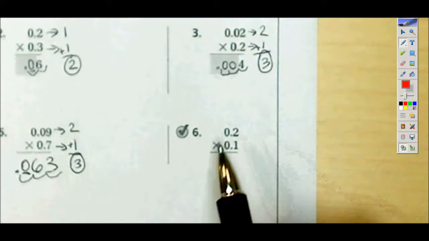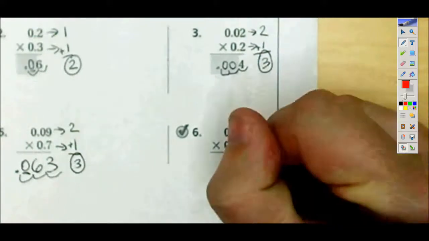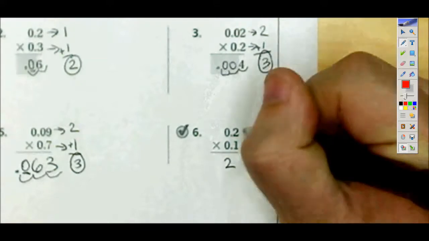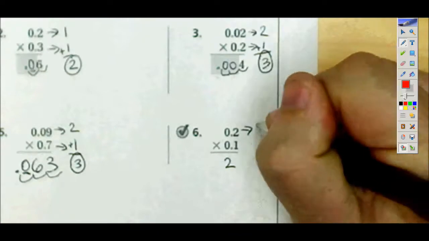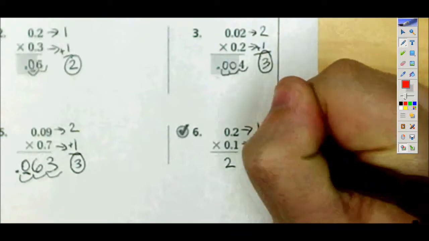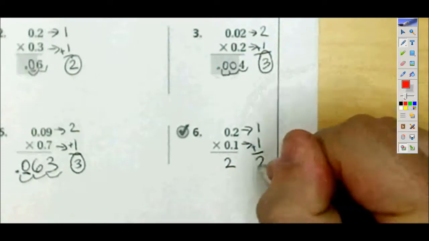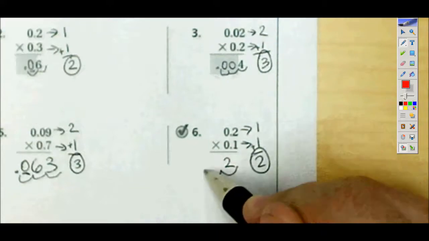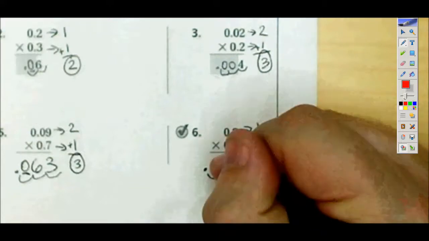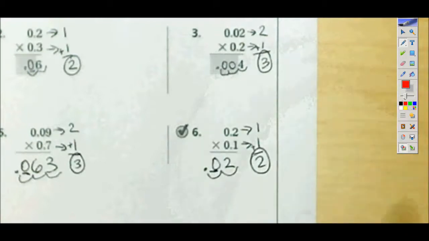Now I have 0.2 times 0.1. 2 times 1 is 2. And there is 1 digit after the decimal in 0.2. There is 1 digit after the decimal in 0.1. And I get 2 digits after the decimal in my answer. So I put my pencil here and I go 1, 2. Boop, right there. There's a space and I fill it with a 0. So I get 0.02. Okay, don't forget those zeros.